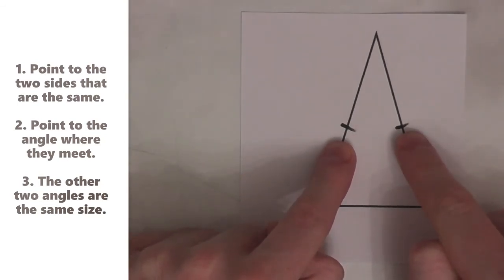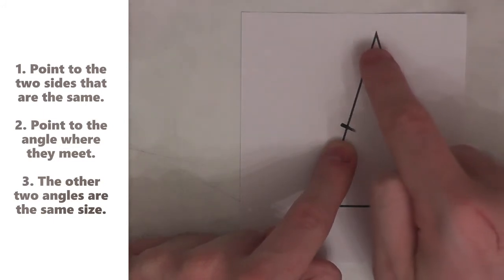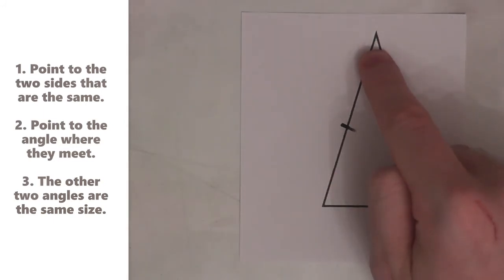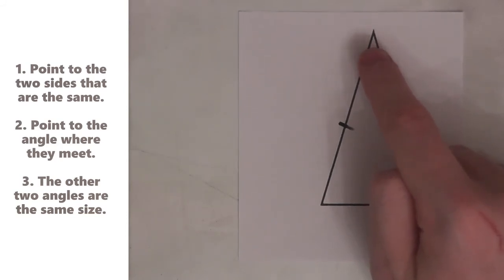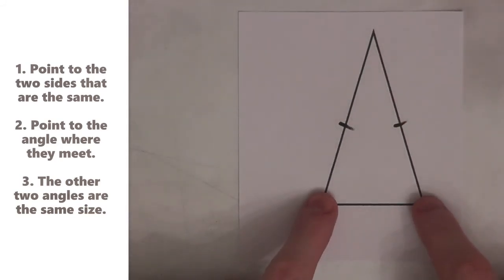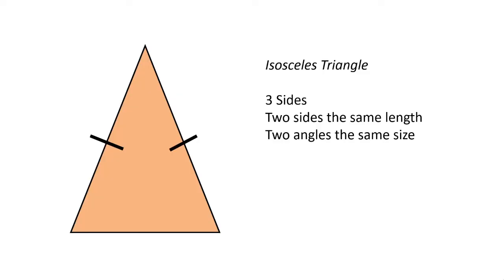Step 2, point to the angle where they meet. Step 3, the other 2 angles are the same size. So on this particular triangle, as we've just seen, we point to the 2 sides that are the same. The angle right at the top there is the one where they meet. The other 2 then, so the 2 on the bottom marked in blue here, are the same size as each other.